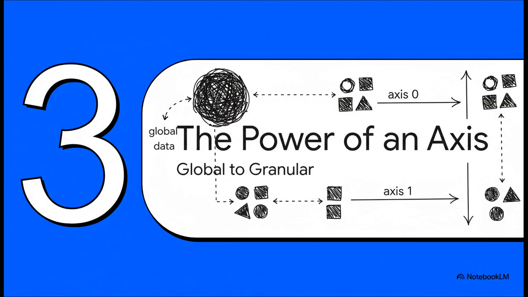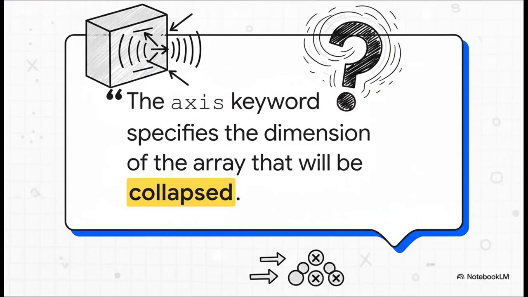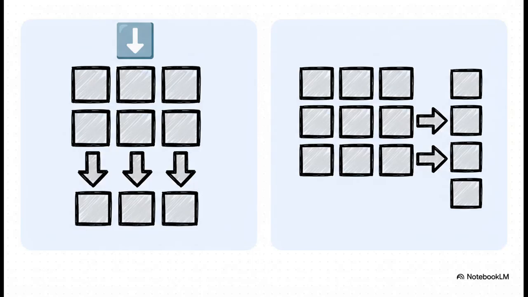And the key to unlocking all of that power is the axis parameter. This is a critical concept, and honestly, it's one that trips up a lot of people when they're starting out. The axis keyword doesn't tell you the dimension you're getting back. Instead, it specifies the dimension of the array that is going to be collapsed or squished down or aggregated away. The best way to think about it is to ask yourself, which dimension is going to disappear because of this operation?